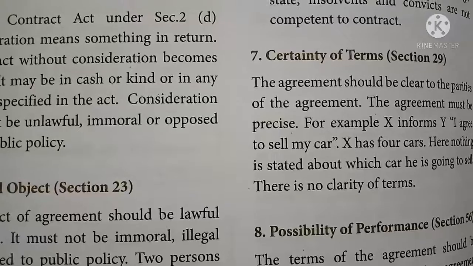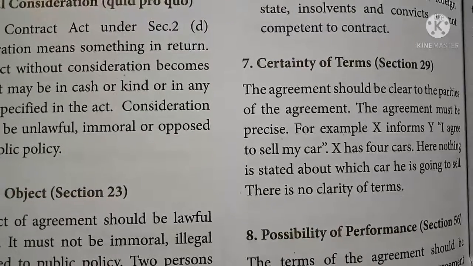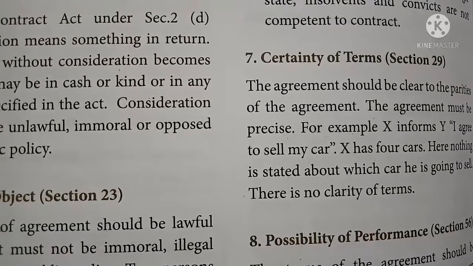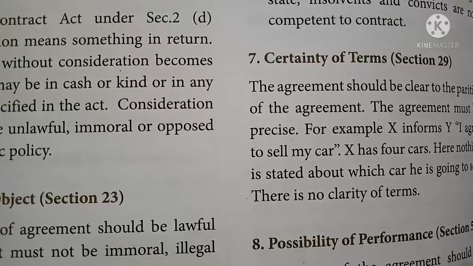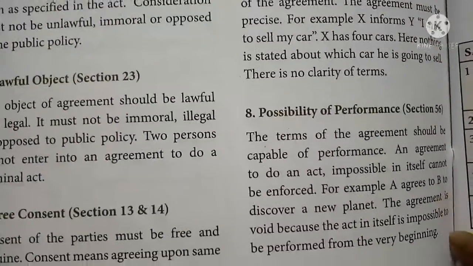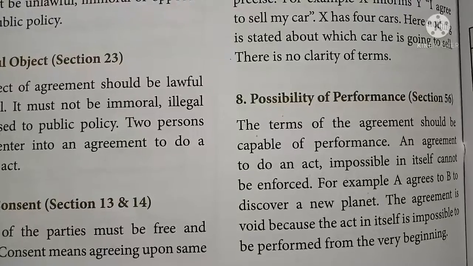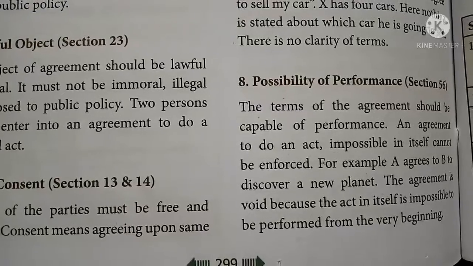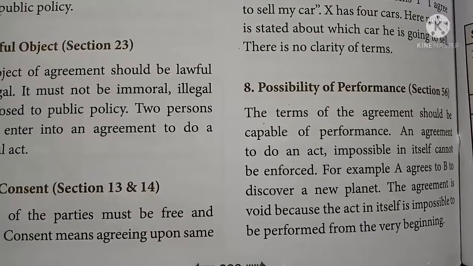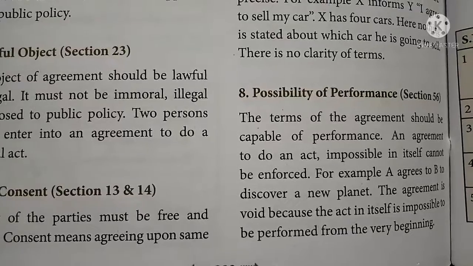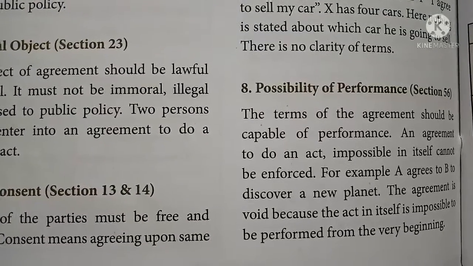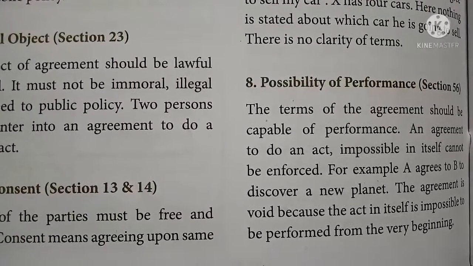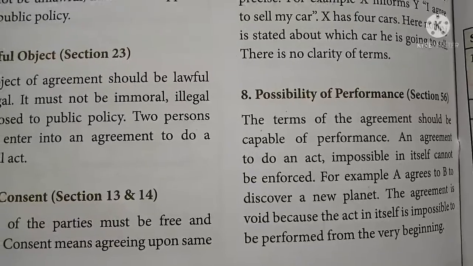Certainty of terms. The agreement should be clear to the parties of the agreement. So the agreement must be a precise one. So there is no clarity of terms. Possibilities of performance. The terms of the agreement should be capable of performance. So an agreement to do an act impossible in itself cannot be enforced. So the agreement is void because the act in itself is impossible to be performed from the very beginning.